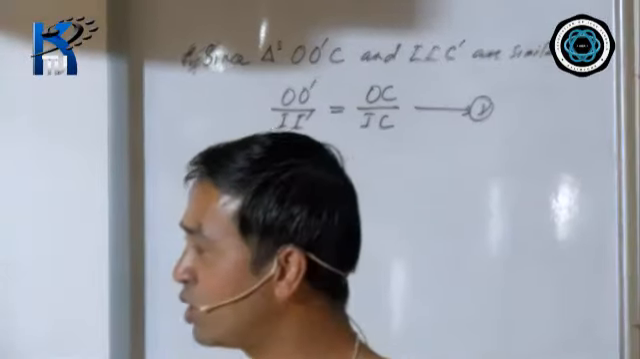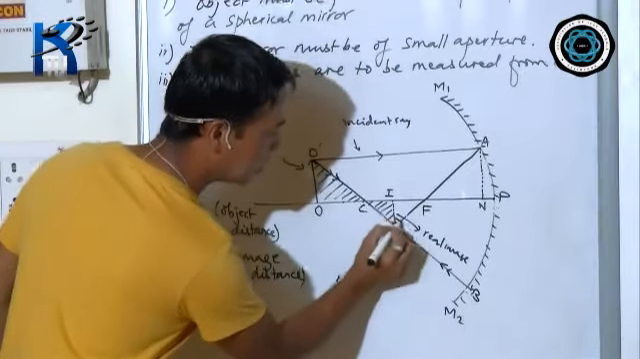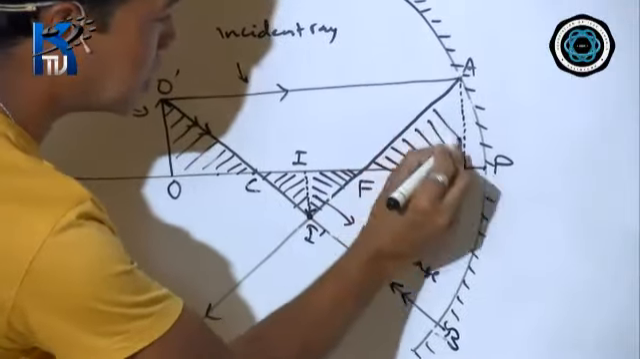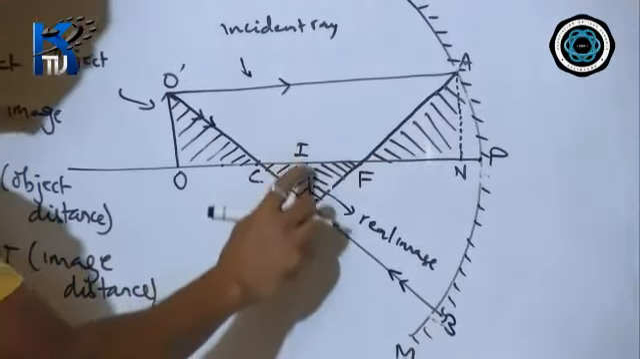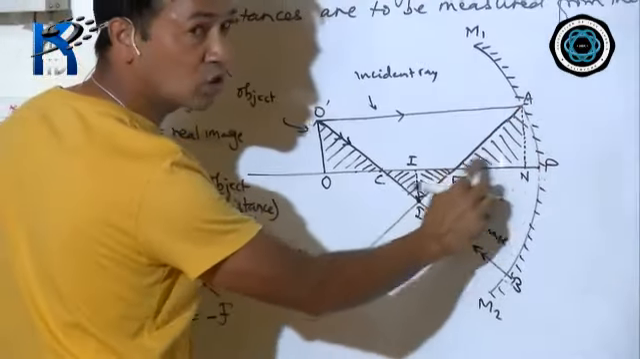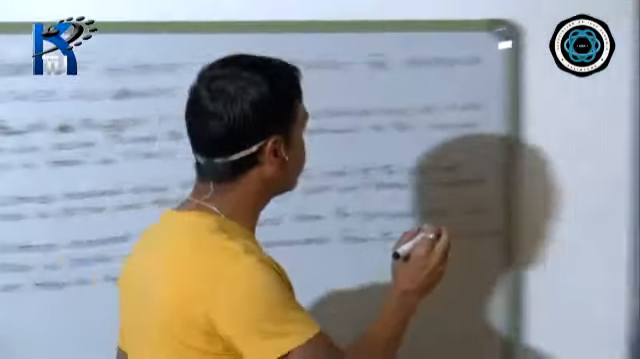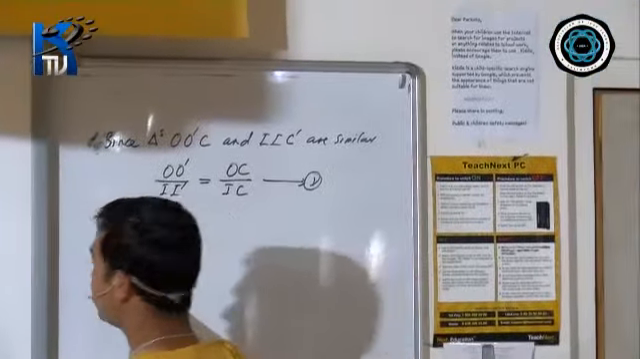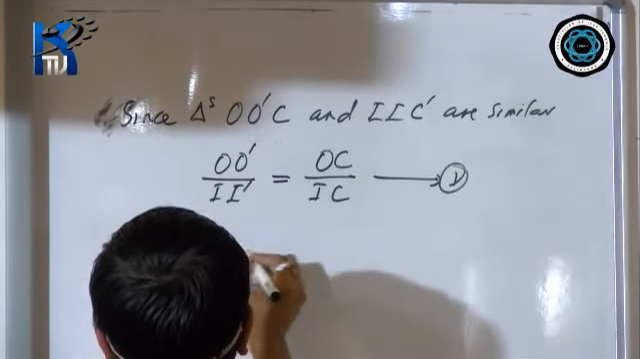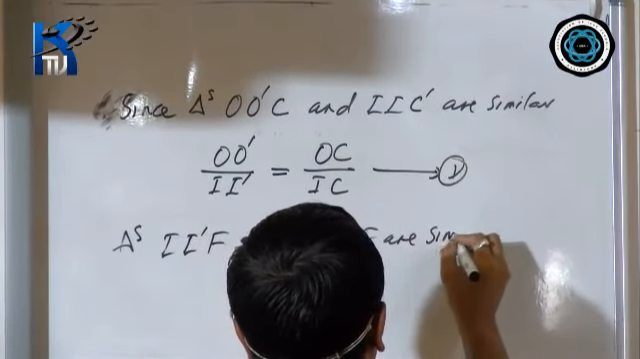But I can show you another two triangles which are similar. Yes, you can see another two triangles which are similar. That is I'NF and ANF. That means these two triangles are also similar, so I follow the same property in the next also.